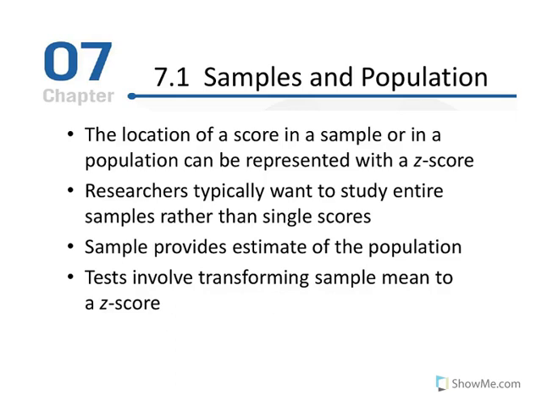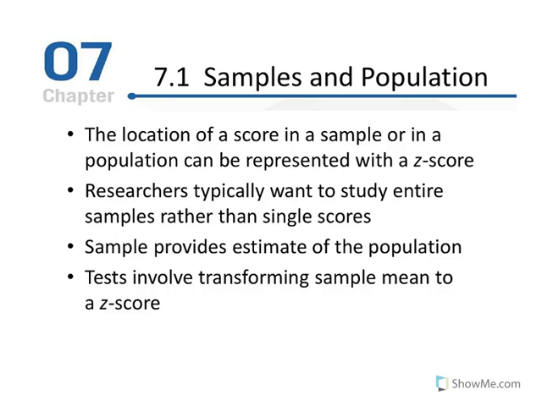So the location of a score in a sample or in a population can be represented by a z-score, as we learned in chapter 6. Actually, in chapter 5, that's when we learned how to calculate z-scores. So again, we're going to use that information to then apply it to this concept of where does this sample mean reside in the population of sample means or the distribution of sample means.